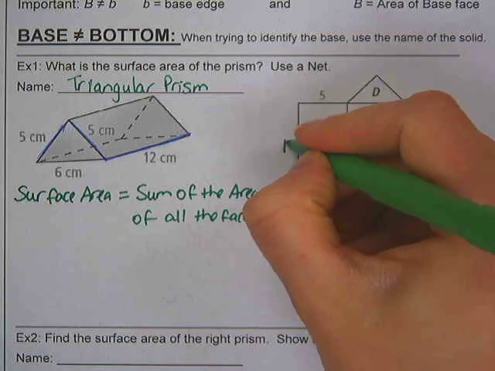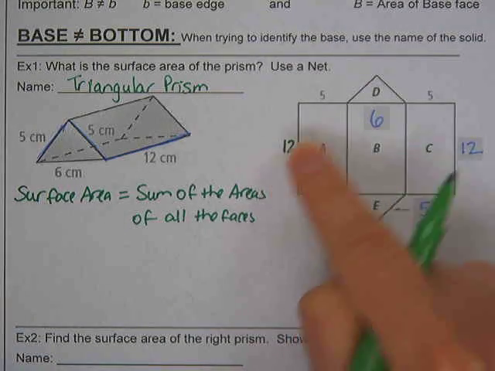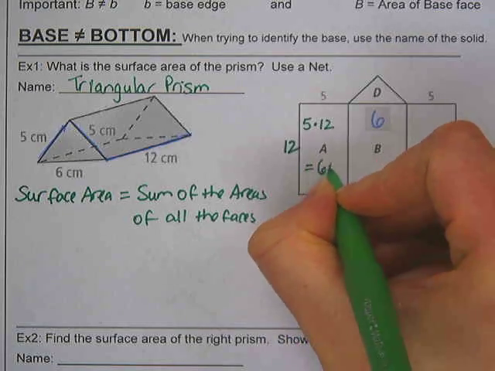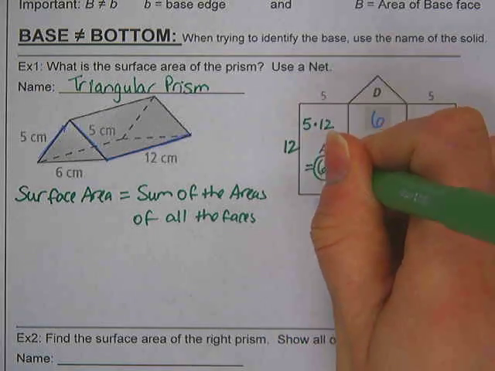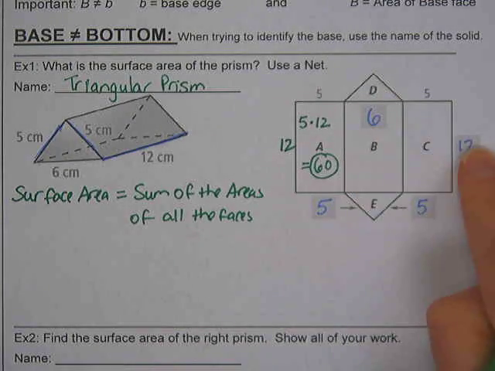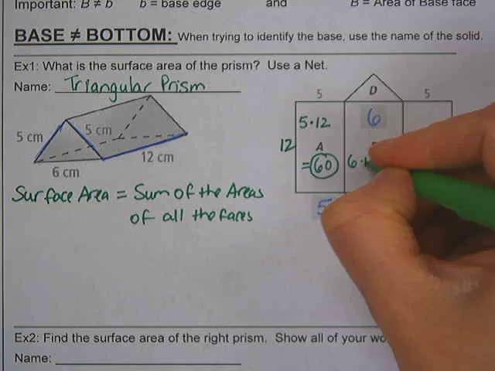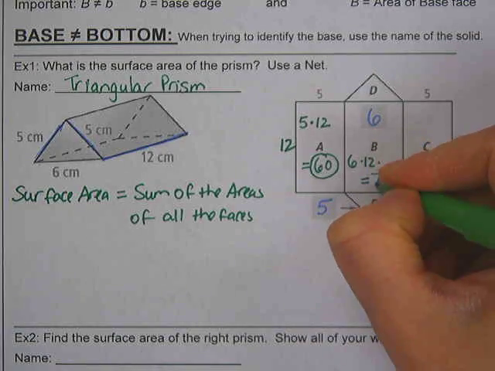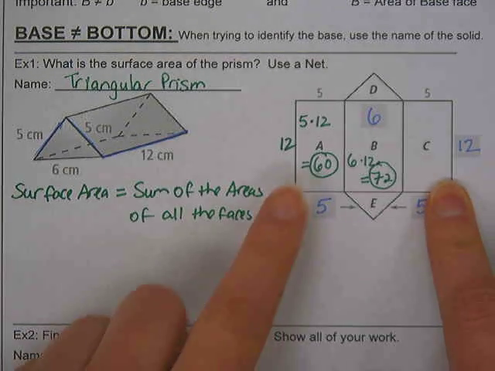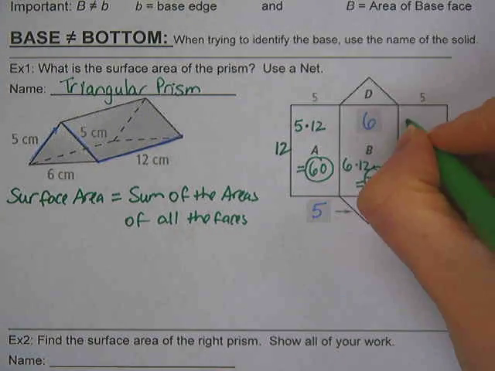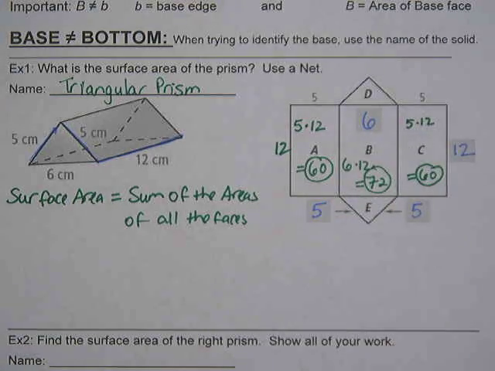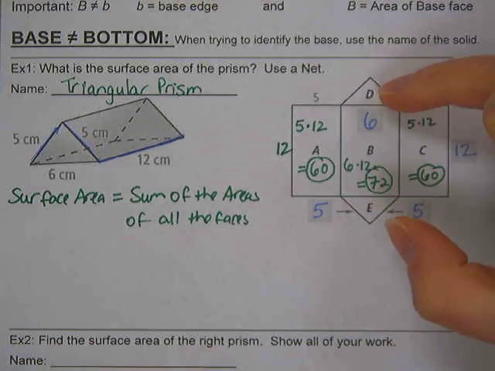A, because it's a rectangle, is going to be base times height. So we have 5, and because this is a 12, that's also a 12 here. So this will be 5 times 12, and if we multiply that, we get 60. I'm going to circle it, so I know to look for this value. This rectangle is going to be 6 times 12. That gives me 72. C is the same size as A, so it's the same thing, 5 times 12, which again is 60.